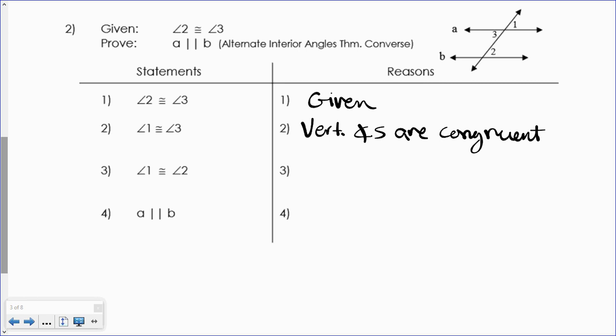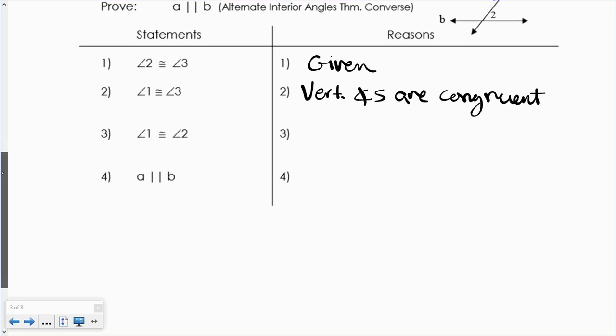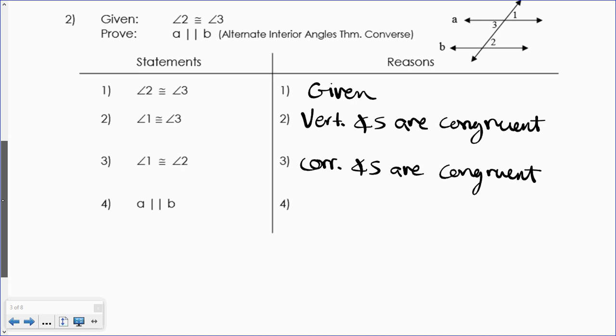Sorry, I have to stand kind of in front of the board so that the board doesn't glitch. Alright, why is angle 1 congruent to angle 2? Corresponding. Because corresponding angles are congruent. They were corresponding in the picture. Right, again, glance back at the picture. This picture tells you everything. Angle 1 and angle 2 are corresponding, which means that they have to be congruent.